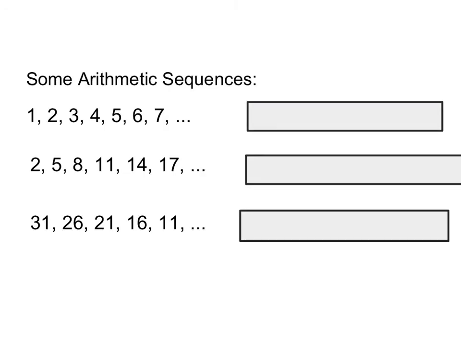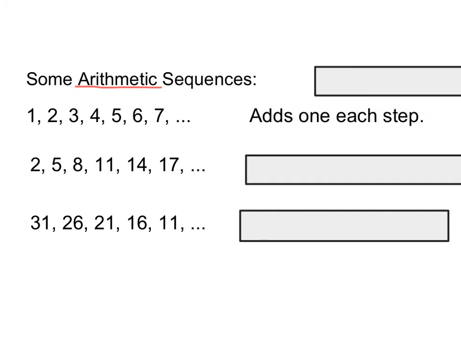All right. So our first vocabulary word today is arithmetic. A couple of arithmetic sequences I want to show you. The first one goes 1, 2, 3, 4, 5, 6, 7. How would I get that next number? 8. How did I get it? Add 1. It adds 1 to each step, right?